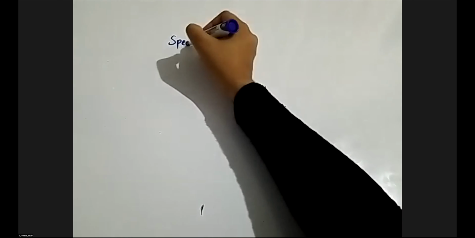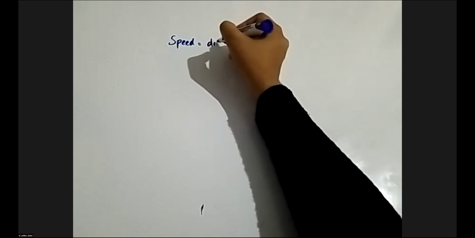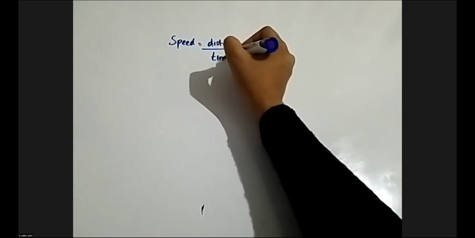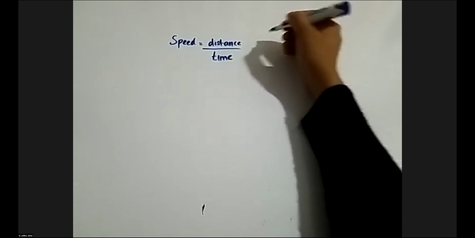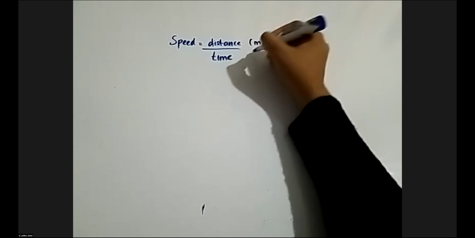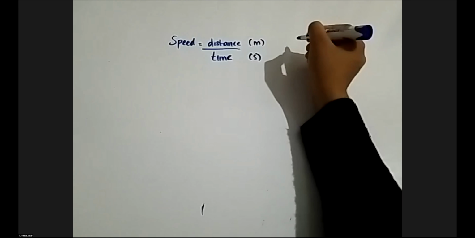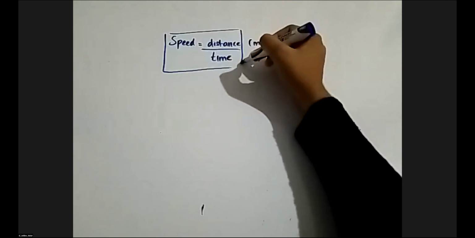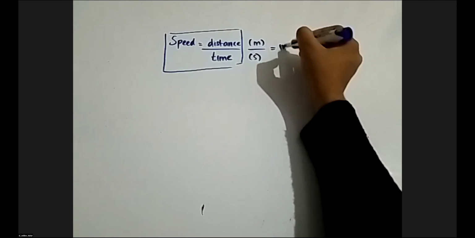Speed equals distance over time. Most of the time you will get distance in meters and time in seconds. Most of the time, not every time. So this is the equation. I can write the unit as ms minus 1.